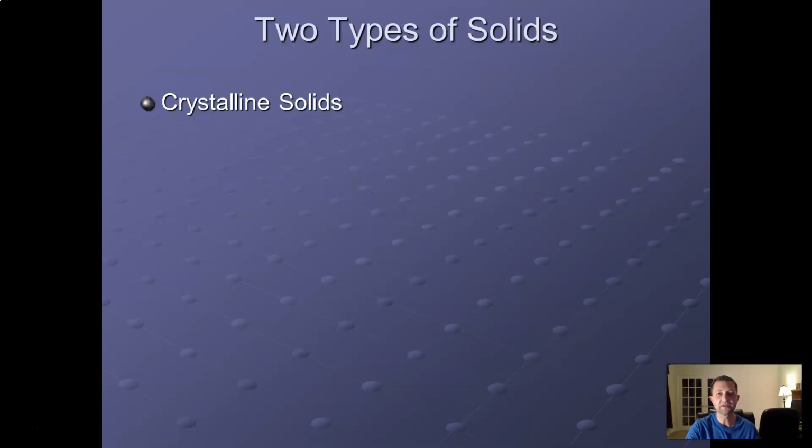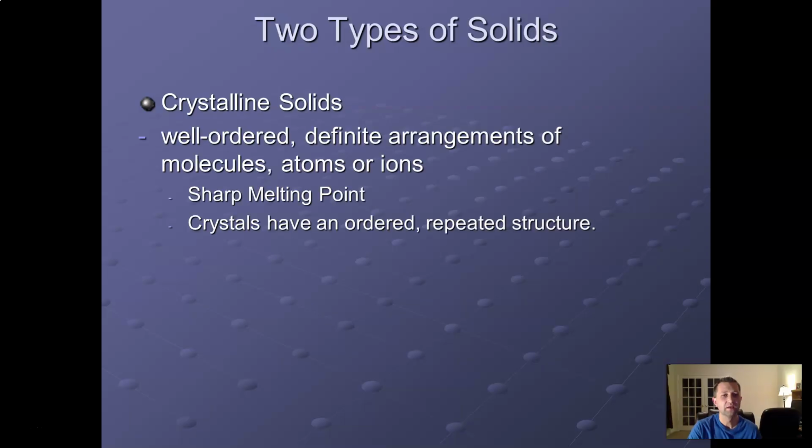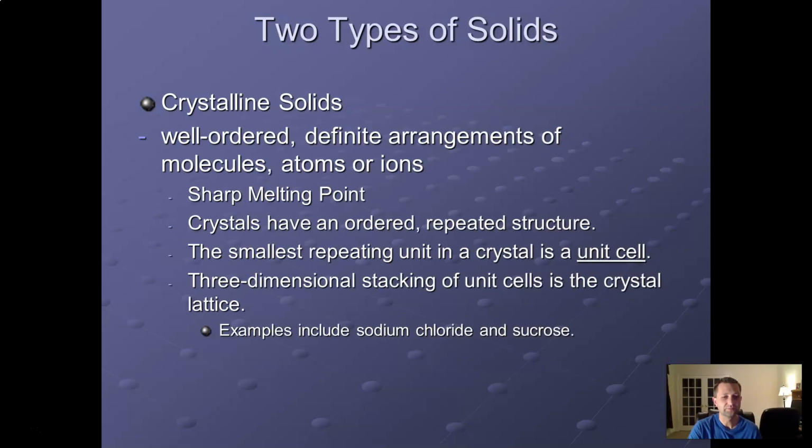So there are 2 types of solids we're going to look at. Crystalline, some notes on that. These are what you probably think of when you think of a solid. They're well-ordered, with a definite arrangement of molecules, atoms, or ions. Think of a lot of ionic compounds for crystalline solids. Just think of table salt. That's a great example of one like this.